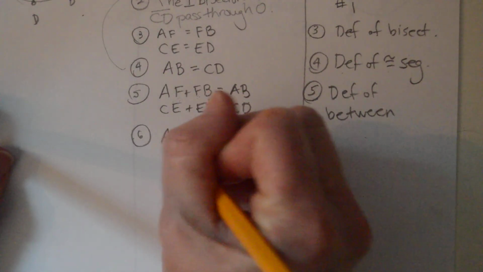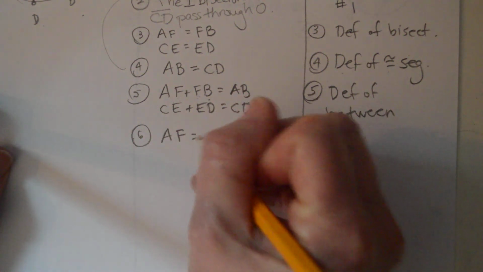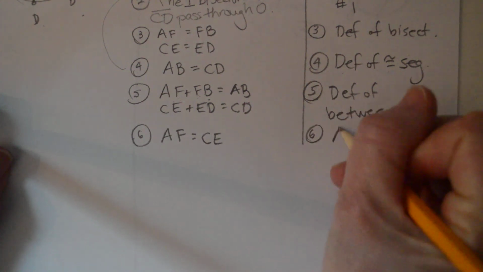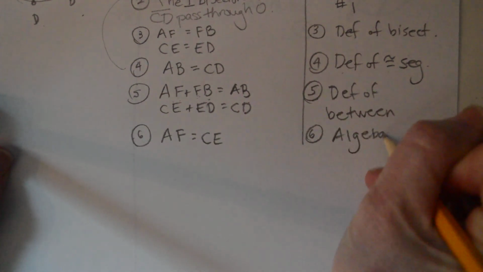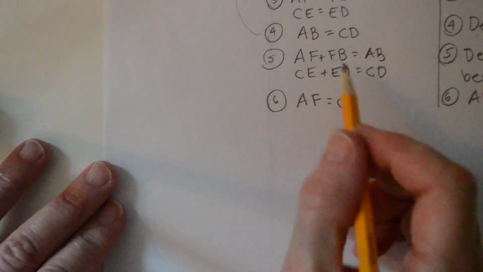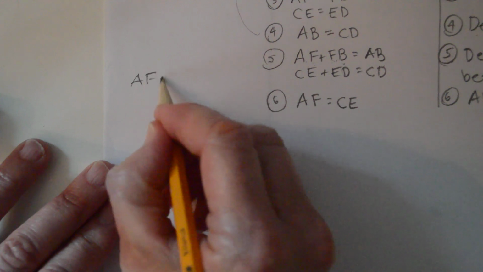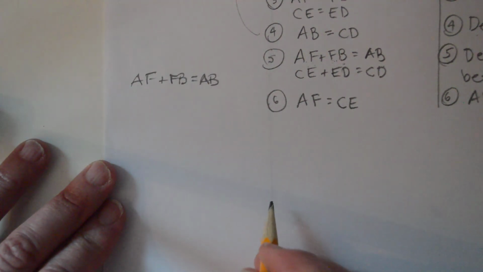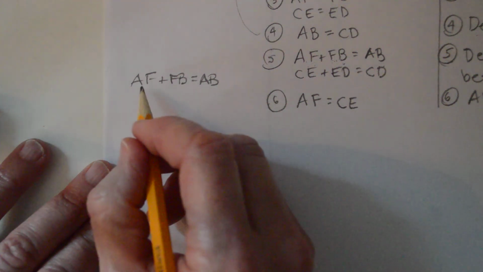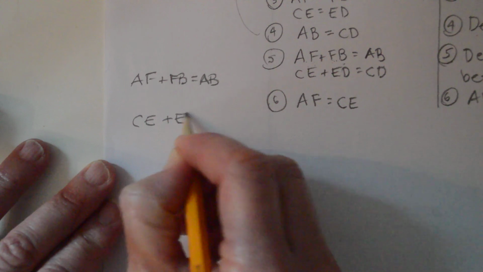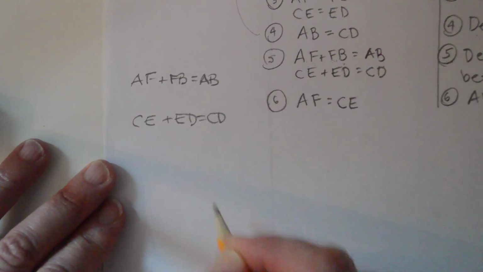AF has to equal CE, and he gives a reason of algebra there. That is a lot of algebra that he's just skipped at that point. So let's talk off to the side here about what that would be. We've got AF plus FB equals AB, and we've got CE plus ED equals CD.